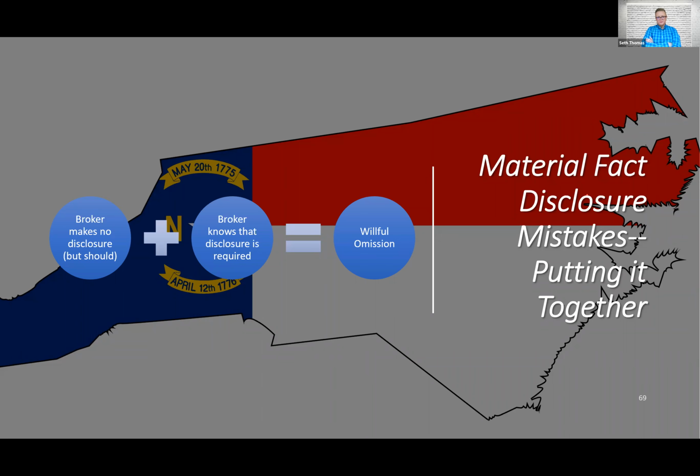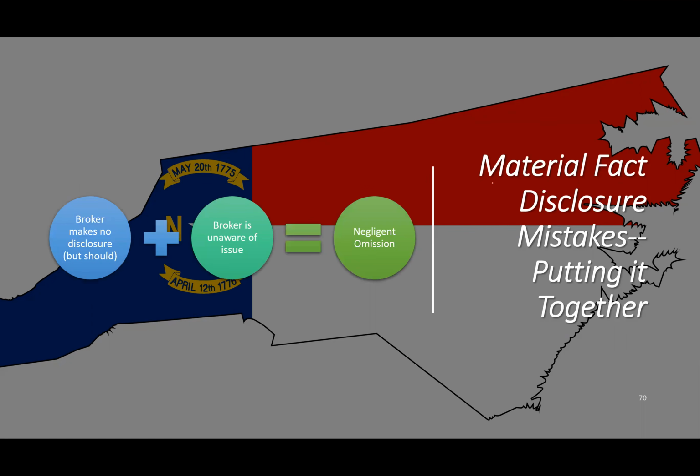Don't make it hard. The broker makes no disclosure at all. They didn't say anything. That's an omission. And the broker knows that they should have disclosed. That's willful, so when you put them together, that's the willful, the dreaded willful omission, right?